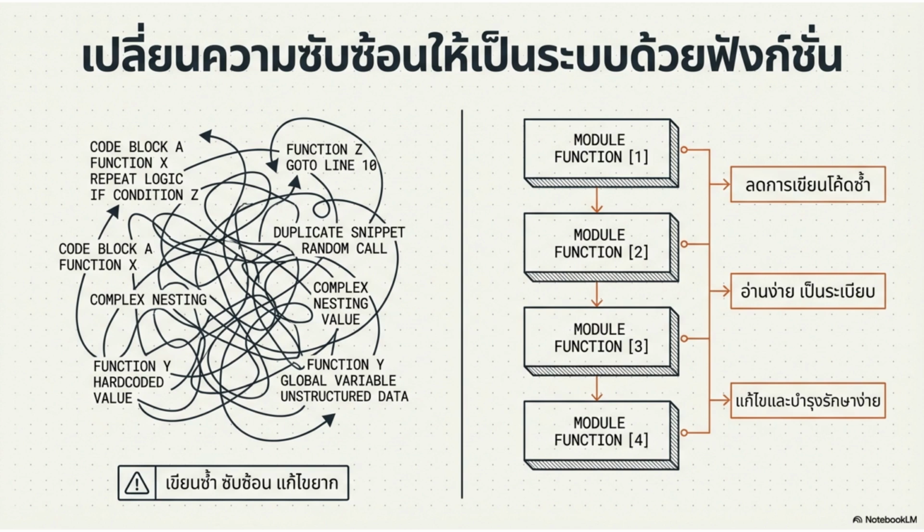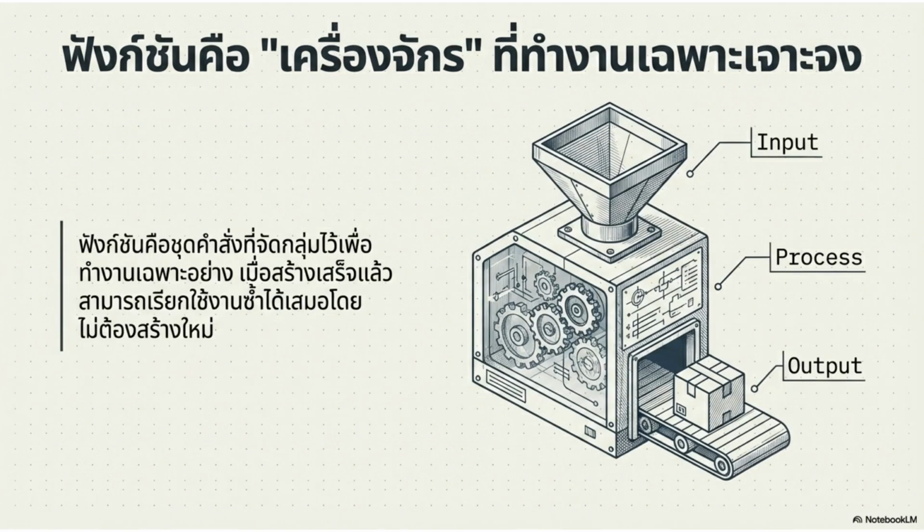Instead of tangled, repetitive code, functions organize logic into reusable, clean modules. This reduces code duplication, makes it easier to read, and simplifies maintenance. A function is like a dedicated machine that performs a specific task. It takes an input, processes it, and produces an output. Once created, you can reuse it repeatedly without building it from scratch.